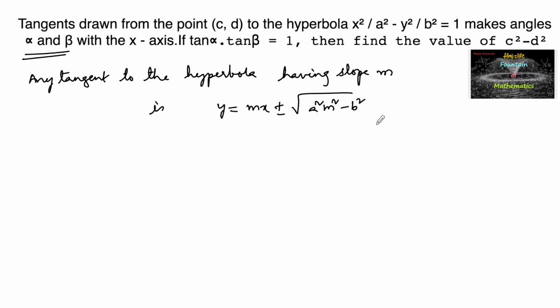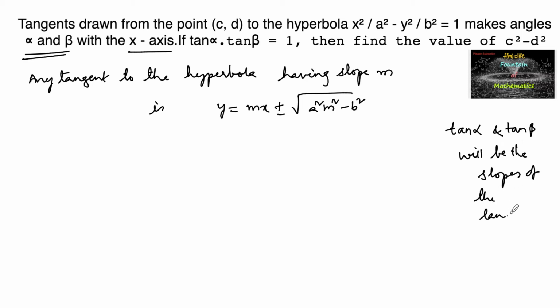Since the tangents make alpha and beta as the angles with the x-axis, which means that alpha and beta are the inclinations, so tan alpha and tan beta will be the slopes of the pair of tangents, we can say.